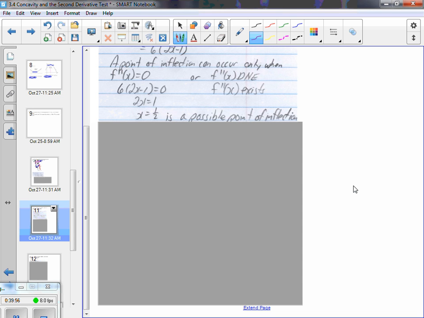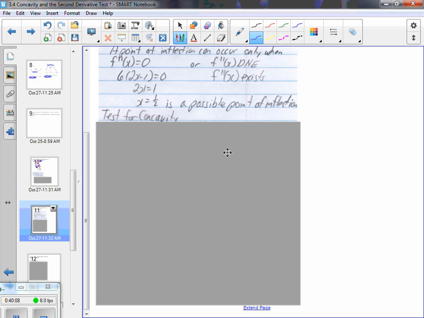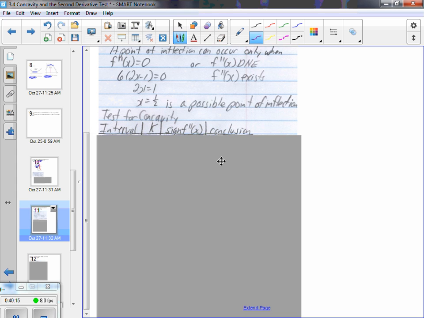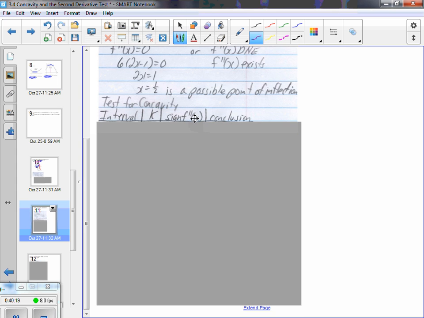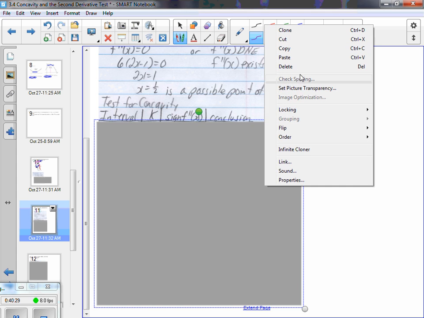Concavity doesn't have to change, but if it does, that's where it does. Make sense? All right. Now, I write out a little table as my test for concavity, and it's going to look familiar to you because it's got an interval, a test number, but instead of sign of f prime, it's sign of f double prime. And then we'll reach a conclusion.